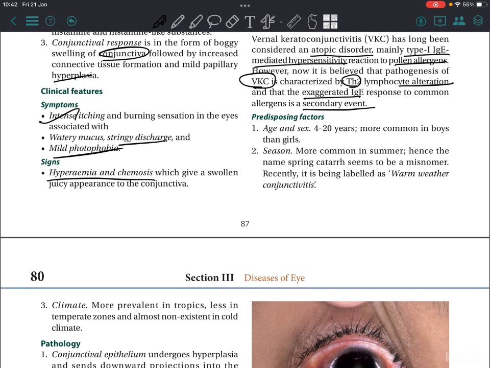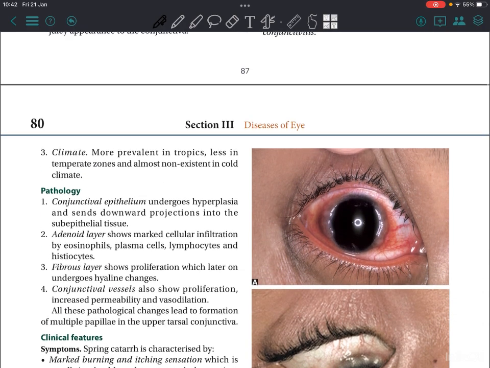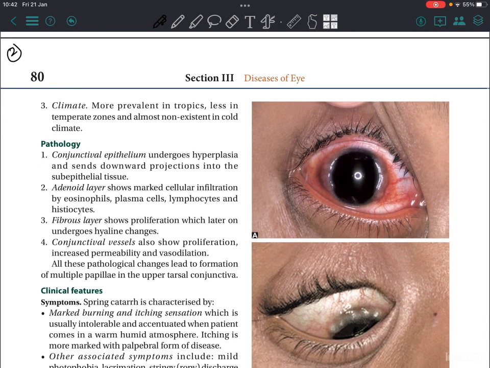Predisposing factors. Age and sex: 4 to 20 years, more common in boys than girls. Season: more common in summer, hence the name spring catarrh seems to be a misnomer. It is a warm weather conjunctivitis. Climate: more prevalent in the tropics, less in temperate zones, and almost non-existent in cold climates.